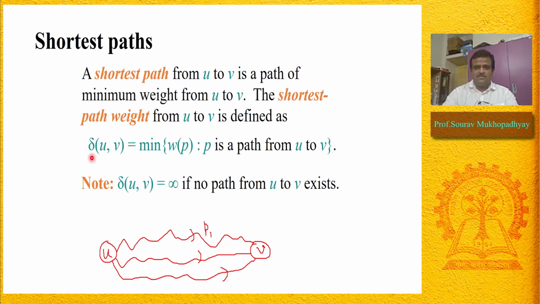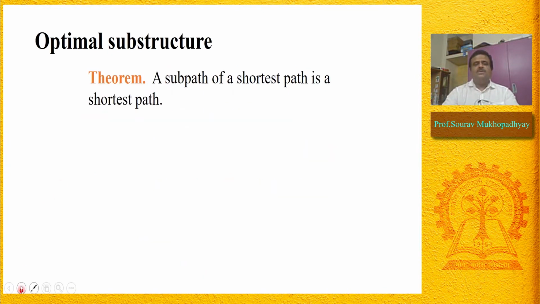We use this delta notation to denote the weight of the shortest path from u to v, and this is the minimum among all the path weights from u to v, and we take the minimum one as a shortest path, and the weight of that shortest path is basically delta. Okay. So, now the question is we have to find this shortest path.